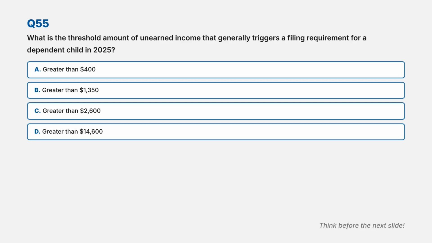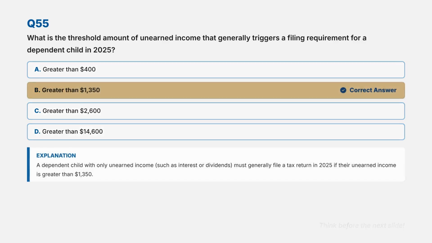D. Greater than $14,600. The correct answer is B. Greater than $1,350. A dependent child with only unearned income, such as interest or dividends, must generally file a tax return in 2025 if their unearned income is greater than $1,350. Great, let's continue to question 56.